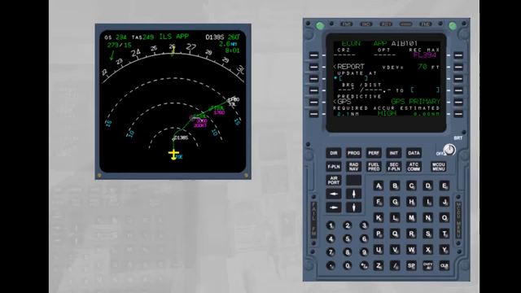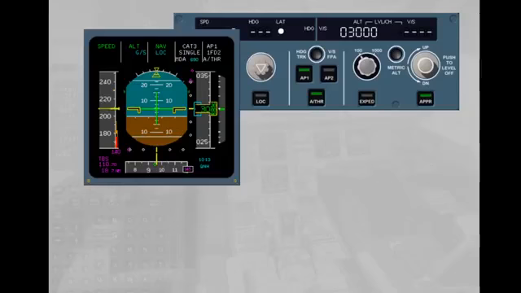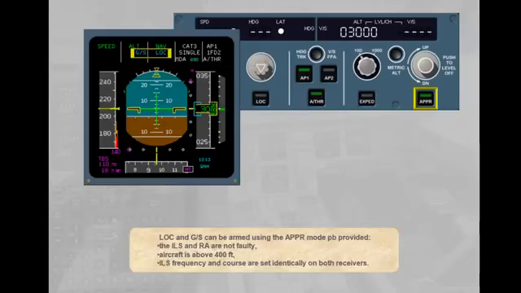The localizer can be intercepted in heading or in navigation mode. If the interception is completed in navigation mode, accuracy must be checked high, unless GPS is primary. Lock and glide slope can be armed using the approach mode push button, provided the ILS and radio altimeter are not faulty, the aircraft is above 400 feet, and ILS frequency and course are set identically on both receivers.